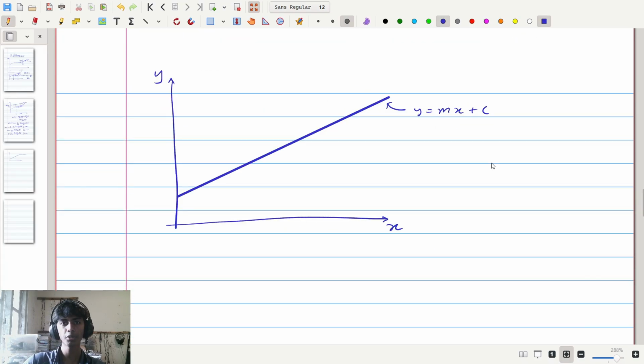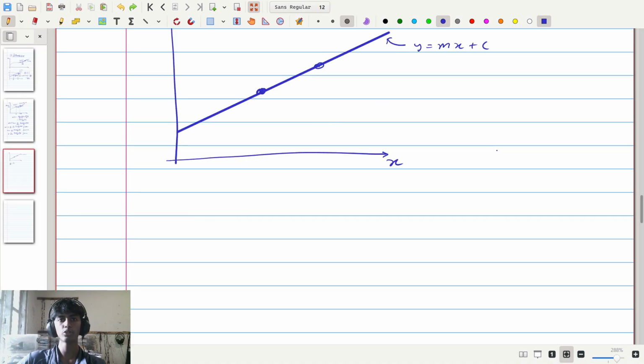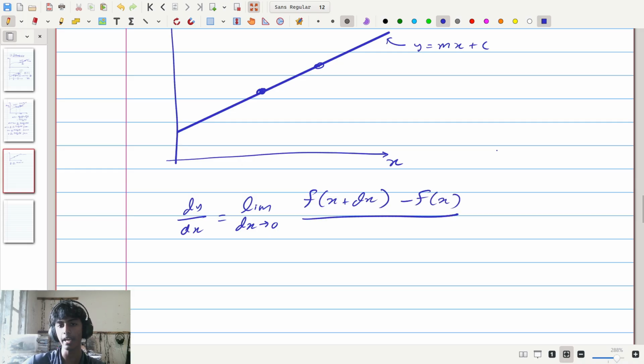So the first thing we are going to do is consider a linear function such as this. For this, we're going to take one point, let's say this point here, and consider how we can find the rate of change of this function. But we already know this is m. Let's see if our new method also gives us the answer m. So we're going to be interested in the rate of change at this value here. So what we found is that dy by dx is going to be equal to the limit as dx approaches 0 of f of x plus dx minus f of x divided by dx.